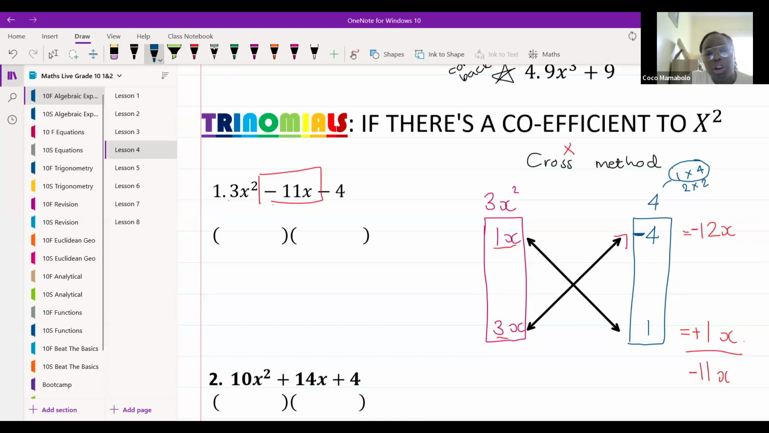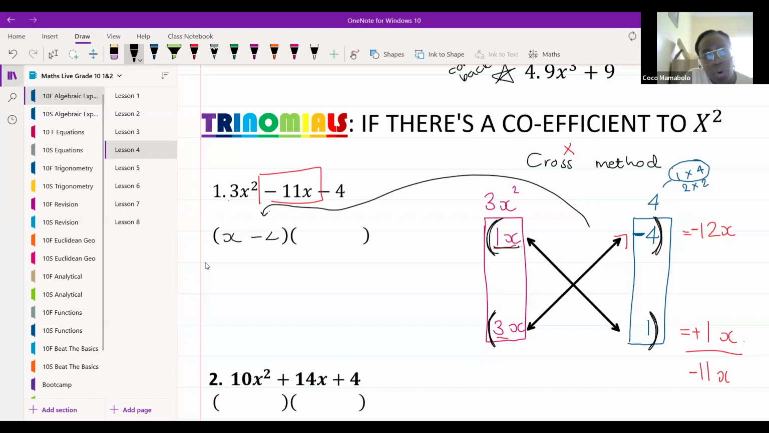Now, the way I'm going to put this back into my bracket is I'm going to take this part and that part. That's my first bracket. And then this part and that part, and that's my second bracket. So in my first bracket over here, I'm going to put 1x, or 1x is just x, minus 4, because that's x minus 4. And in the other bracket, I'm going to put 3x plus 1.